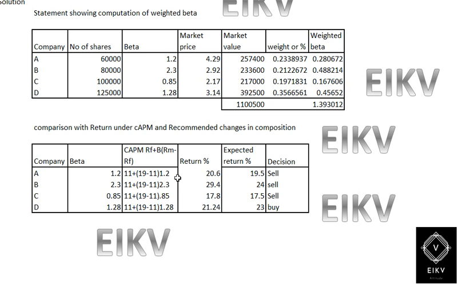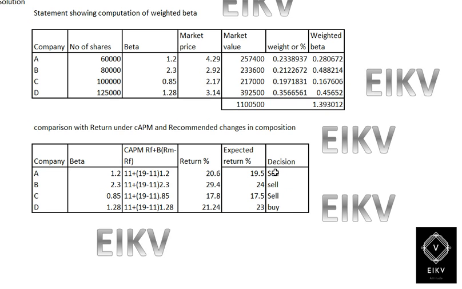While applying this formula to each company, we will get the return. So the return in percentage would be 20.5, 29.4, 17.8 and 21.24. But the expected return would be 19.5, 24, 17.5 and 23.